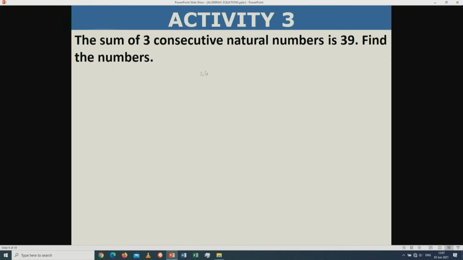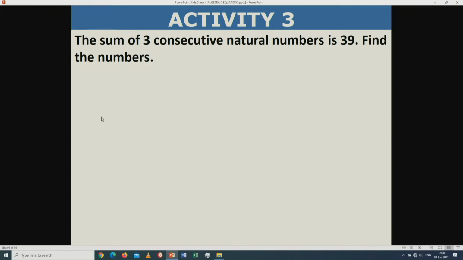Let's go to activity 3. For activity 3, the question: the sum of 3 consecutive natural numbers is 39. Find the numbers. Firstly, we need to understand what we mean by consecutive. Consecutive means those numbers follow one another. So if we know the natural numbers, we will be aware the difference between the numbers will be 1.